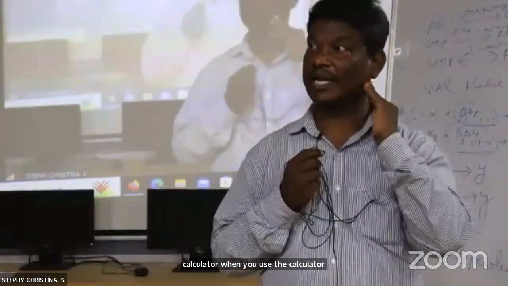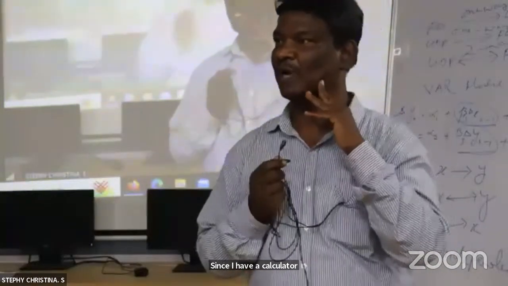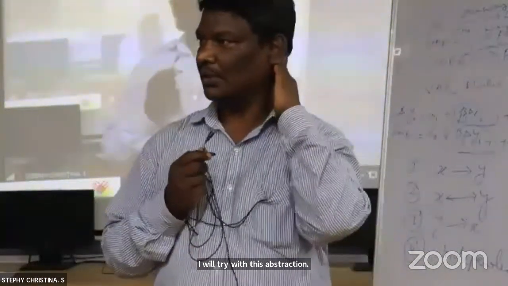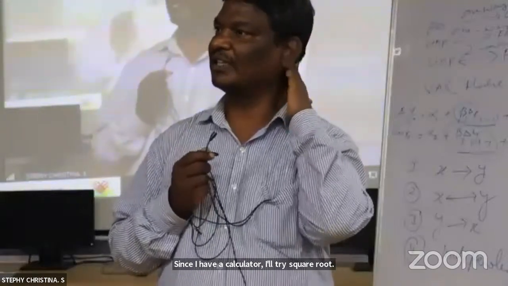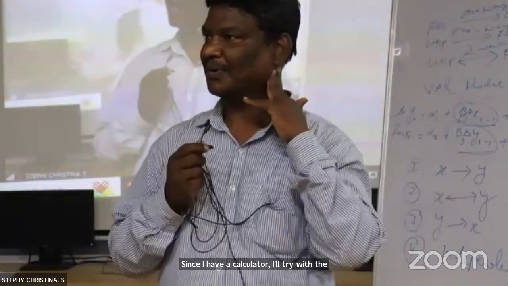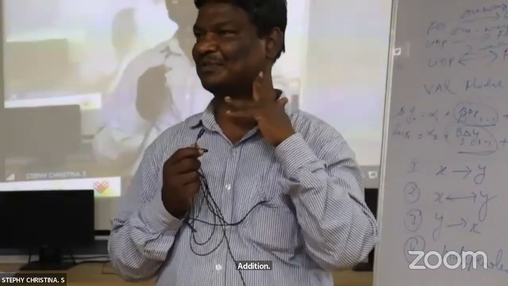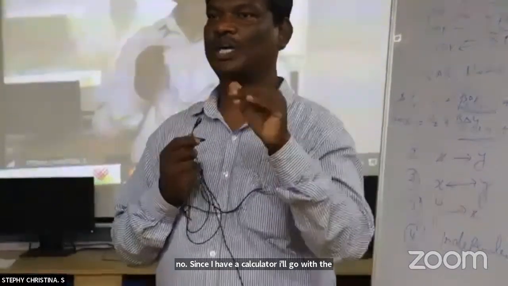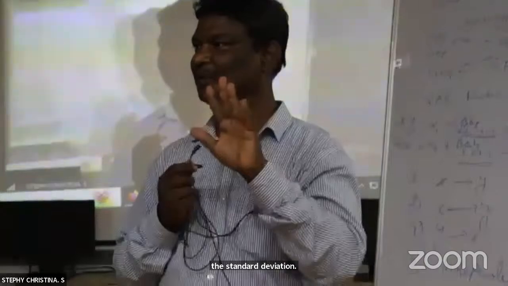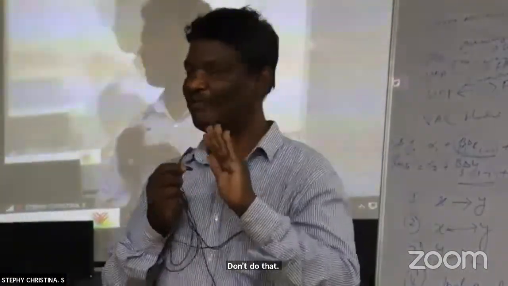I have a calculator. Since I have a calculator, I will try with the subtraction. Since I have a calculator, I will try square root. Since I have a calculator, I will try with the addition. Understand? Since I have a calculator, I'll go with the standard deviation. Don't do that. Why are we using a calculator? Why do we have a calculator?